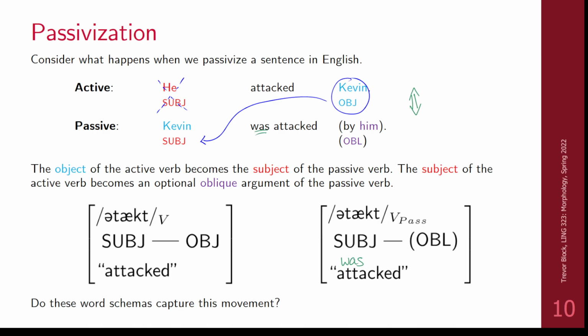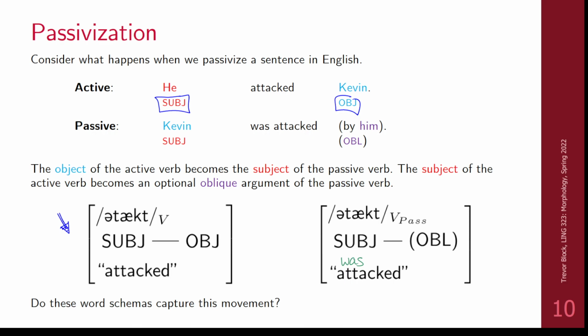Well, here's what's happening just in terms of the structure for these verbs. The valency in the active wants a subject and an object. So in our first word schema on the left, our first lexical entry, we can say attacked is a verb that requires a subject and an object. So that's the active form.